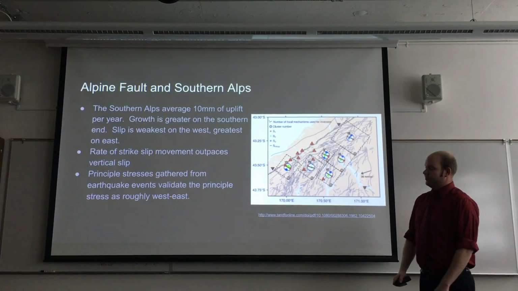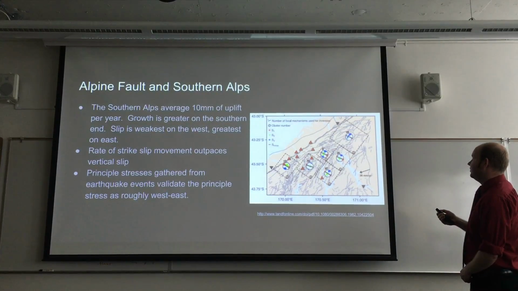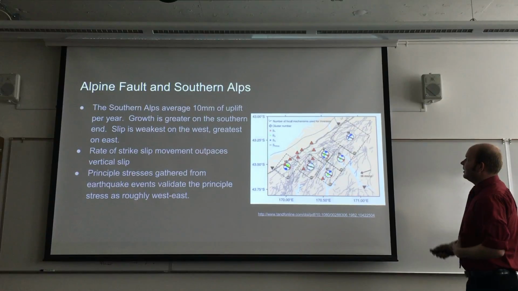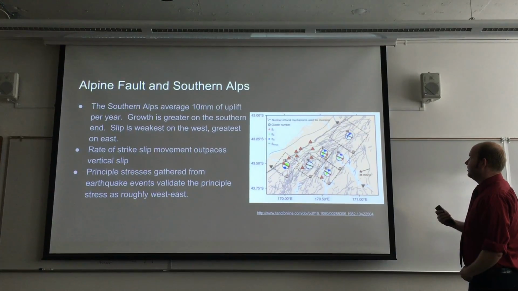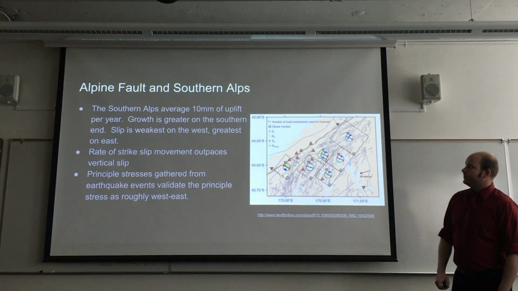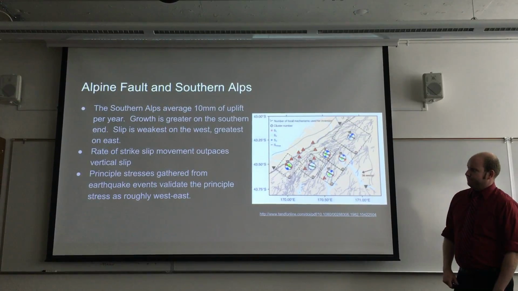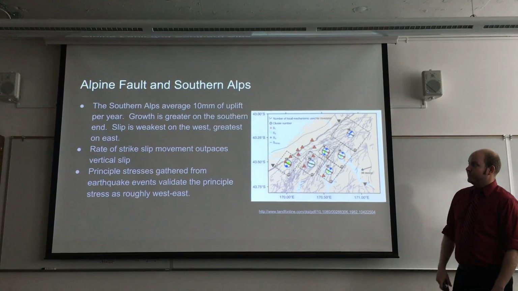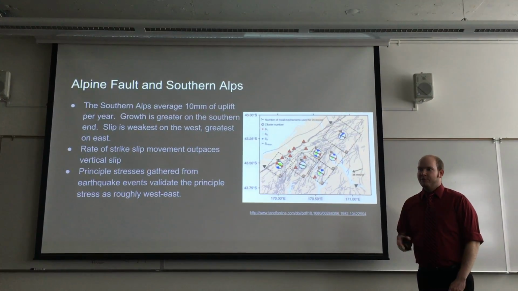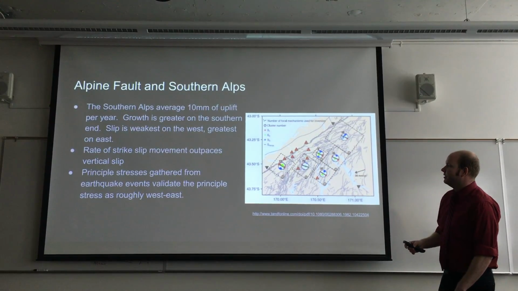So here's a figure talking about the Alpine fault. As you can see, principal stress directions are coming mainly from the west and east, with our sigma 1 in red and our sigma 2 in green, coming out the top. The Southern Alps have an average uplift of 10 millimeters per year, where growth is greatest on the southern end. The rate of strike-slip movement outpaces the vertical slip, which is why we call it a transpressional fault with kind of an oblique compressional component.